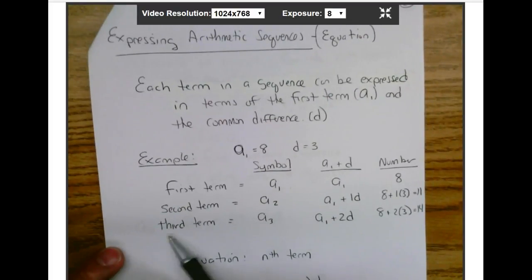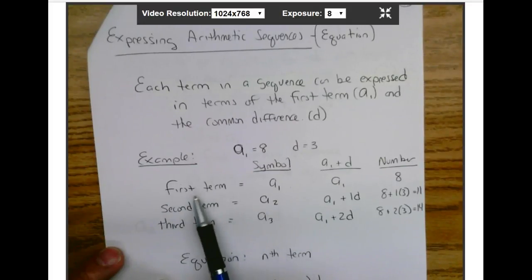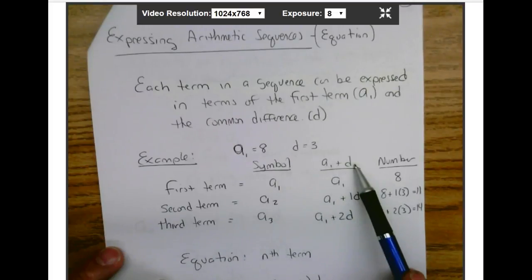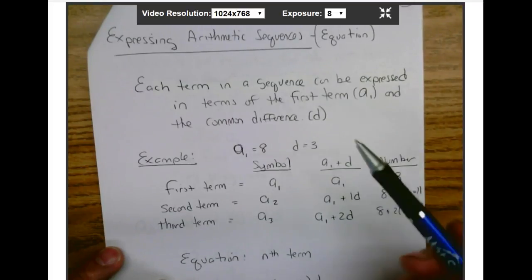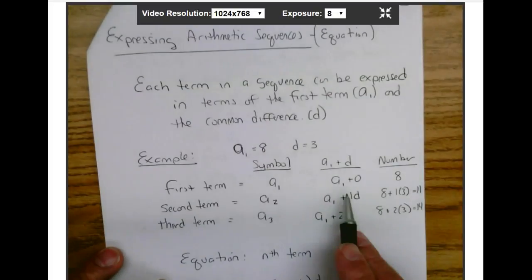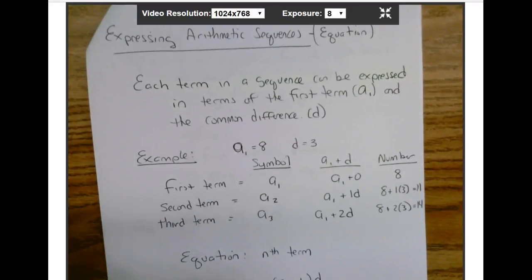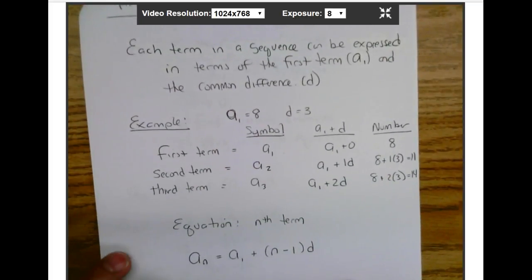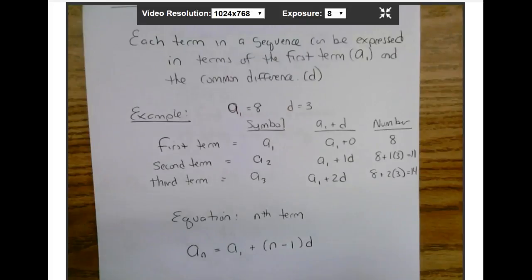If you look at the first term, the symbol for it is A1, and then there's A plus D, but there is no difference yet, so it's A1 plus 0, and the number would be 8. Okay? But really what we want to do is figure out some additional terms in this sequence. That's when it becomes much more valuable. If we know there's a constant change occurring, then we can figure out numbers way down the line if we had the right equation. That's what we're going to look at next.